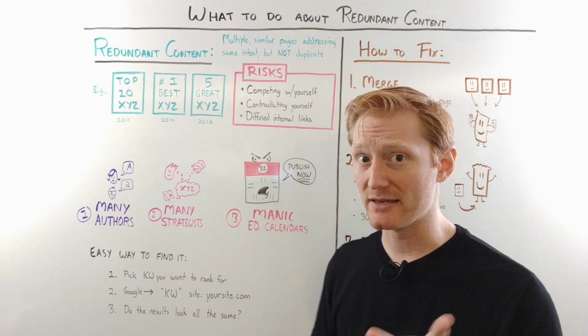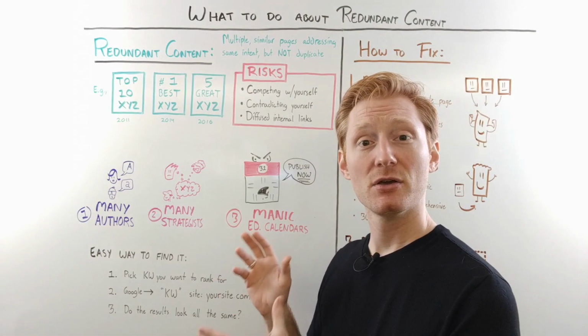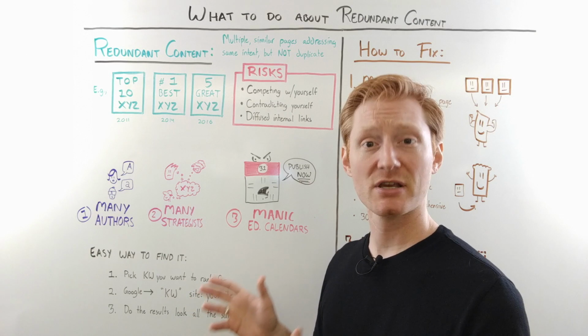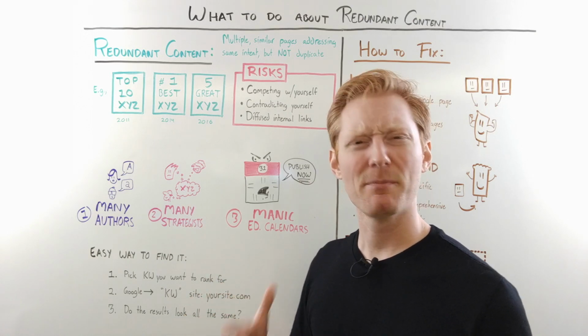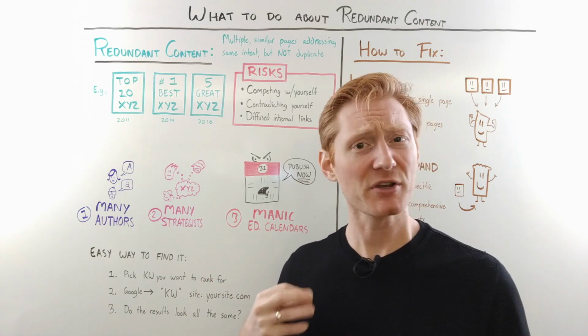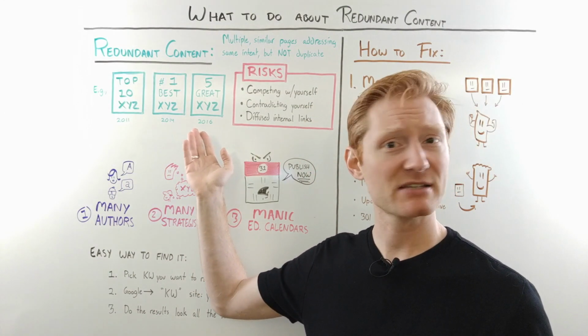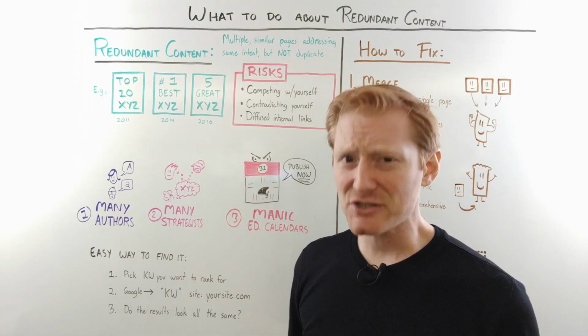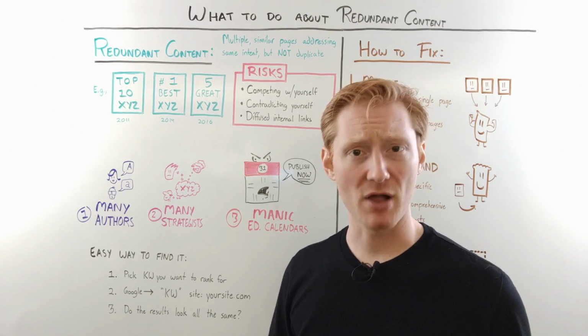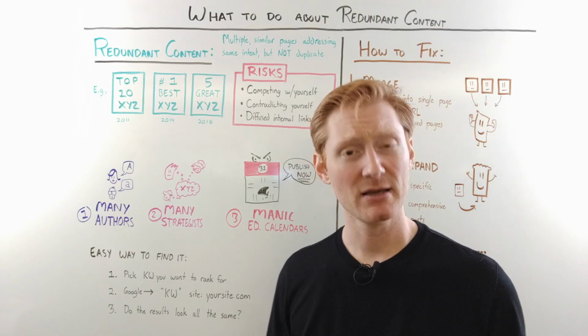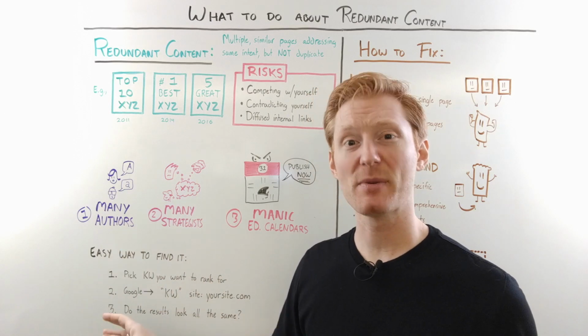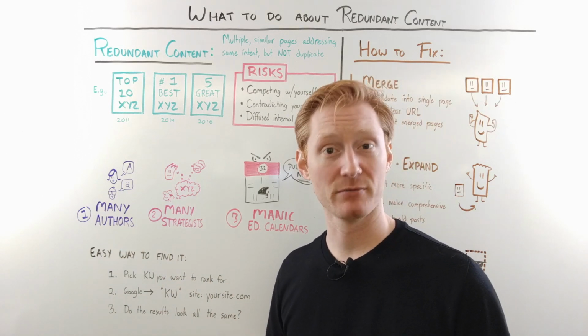But a problem is that oftentimes you'll have multiple authors contributing content about the same stuff, and that's where you get redundant content. You could have different subject matter experts creating essentially the same blog post from a functional standpoint, and if you don't have your contributors aligned, then you run the risk of redundant content.